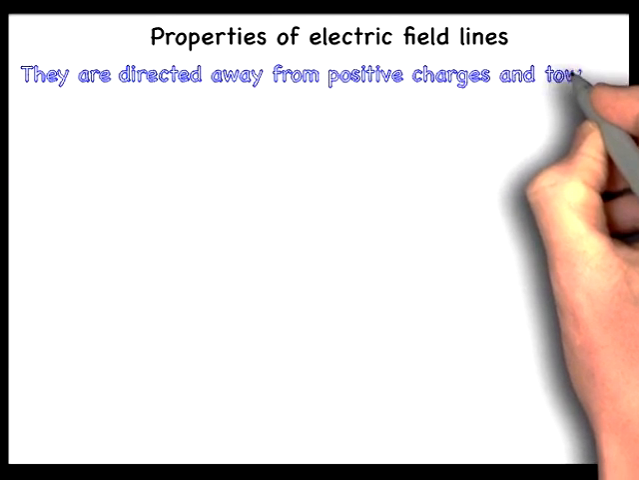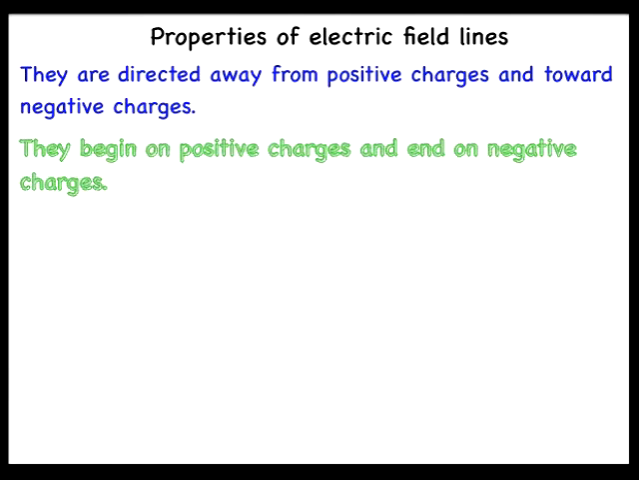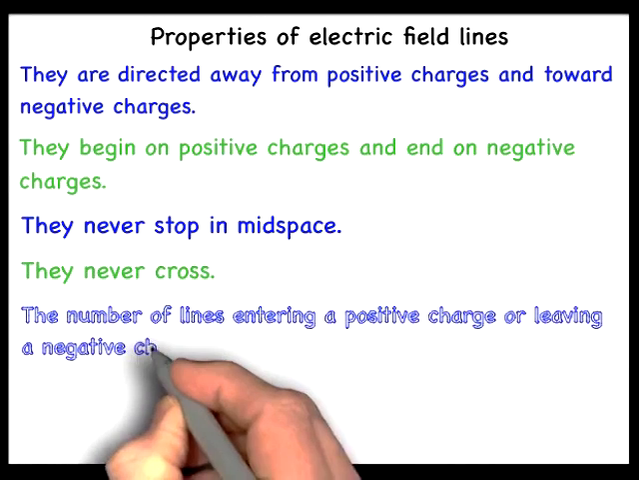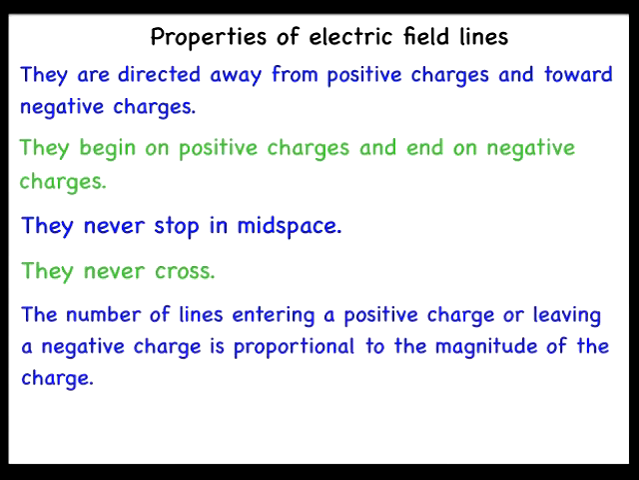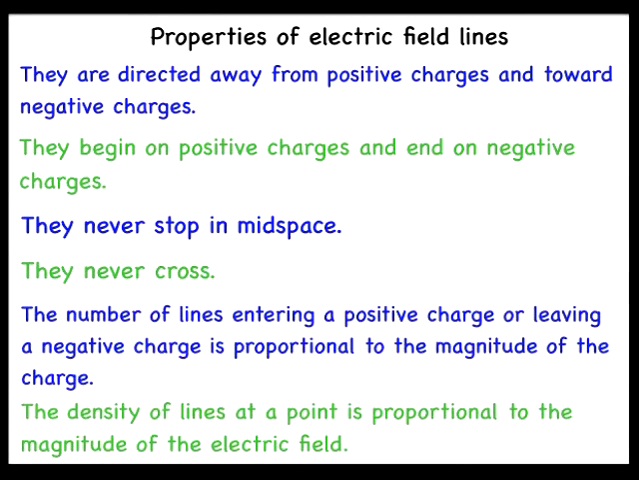We conclude with a list of properties of electric field lines. Field lines are directed away from positive charges and toward negative charges. They begin on positive charges and end on negative charges. They never stop in mid-space. They never cross. The number of lines entering a positive charge or leaving a negative charge is proportional to the magnitude of the charge. Finally, the density of lines at a point is proportional to the magnitude of the electric field at that point.